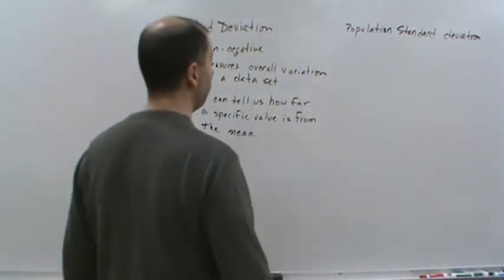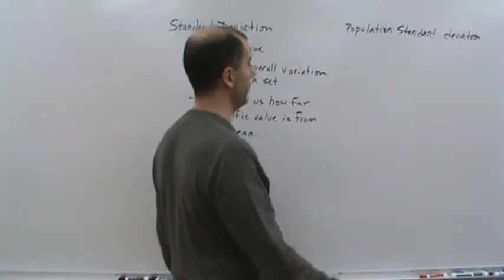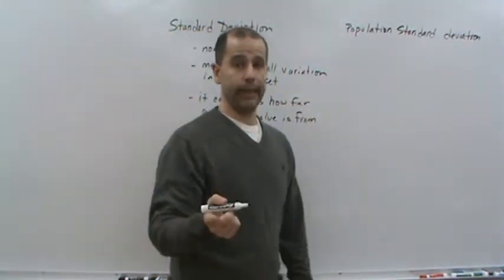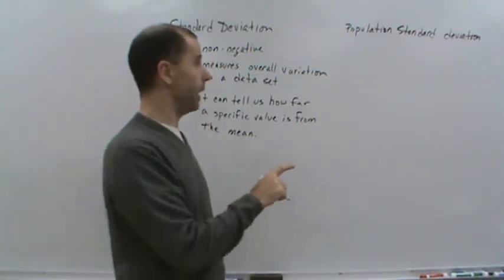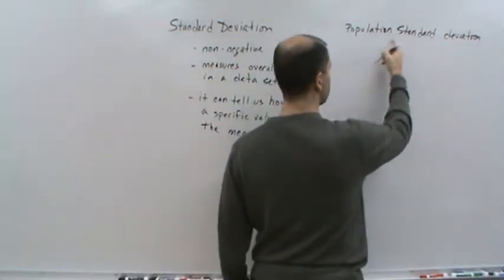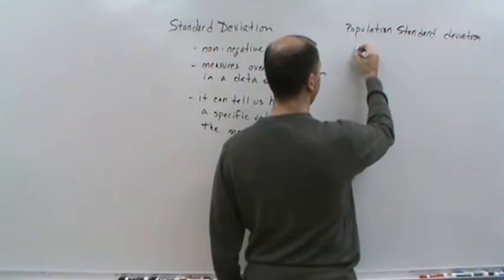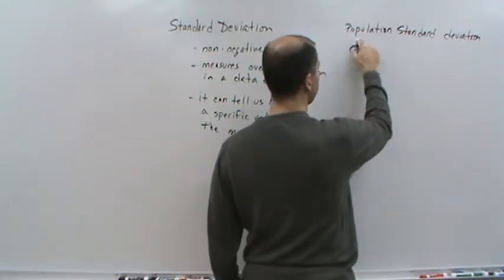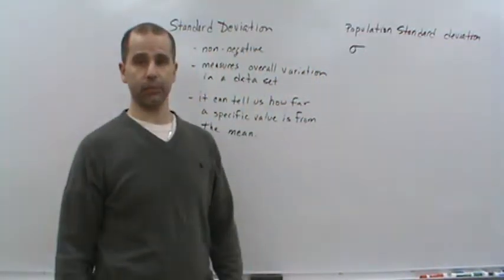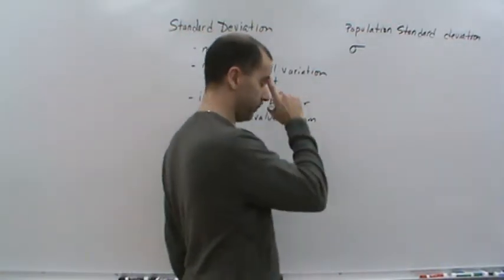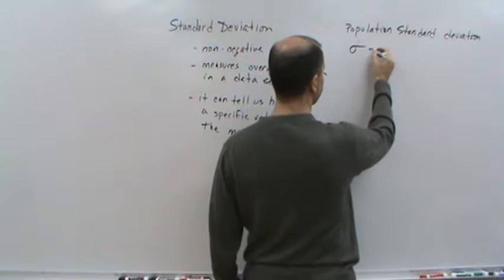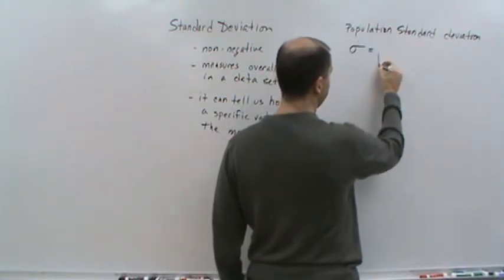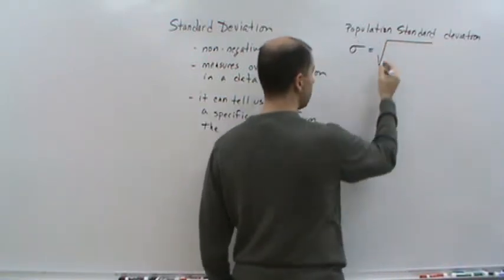Okay, so now, population standard deviation. The formula is going to be this, I'm going to write on the board. We use Greek letters for the population. So remember, this is the parameter. What we're going to use is sigma, the Greek letter sigma, lowercase sigma. That's going to be what we use for the population standard deviation. And that formula is this.